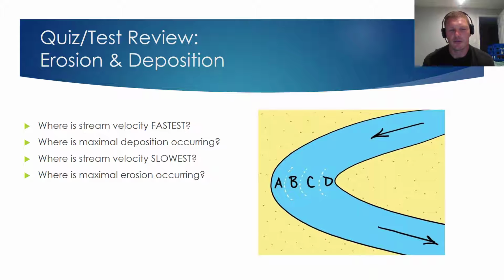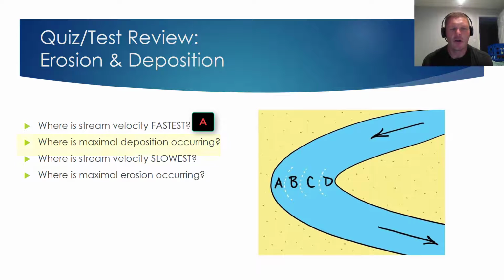Okay, let's look at the first question. Where is the stream velocity fastest? Whenever we're looking at a meander, which is a curving portion of a river, the fastest velocity will always occur towards the outside of the meander. And letter A is at the outside portion of this curve. So the correct answer for the first question is A.